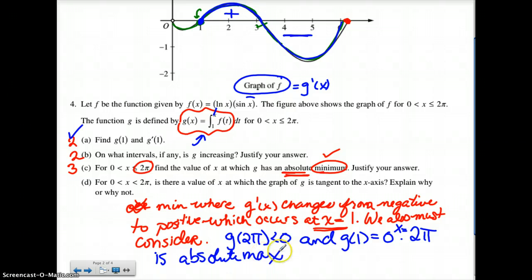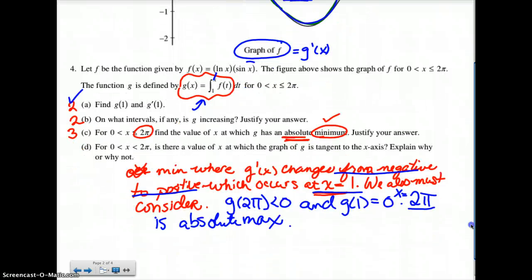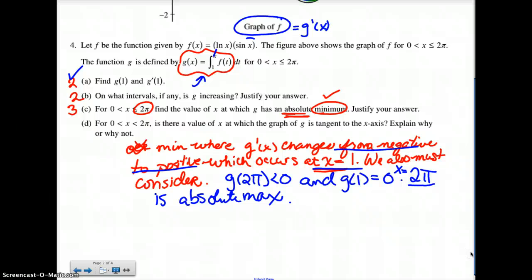minimum. All right, so that was worth 3 points. And they didn't say how to assign the 3 points. So I think there was one for identifying this as a candidate and explaining why. If you did that, I gave you 2 points. Some of you just said that 2 pi was a minimum without explaining why it took precedence over your answer of x equals 1.